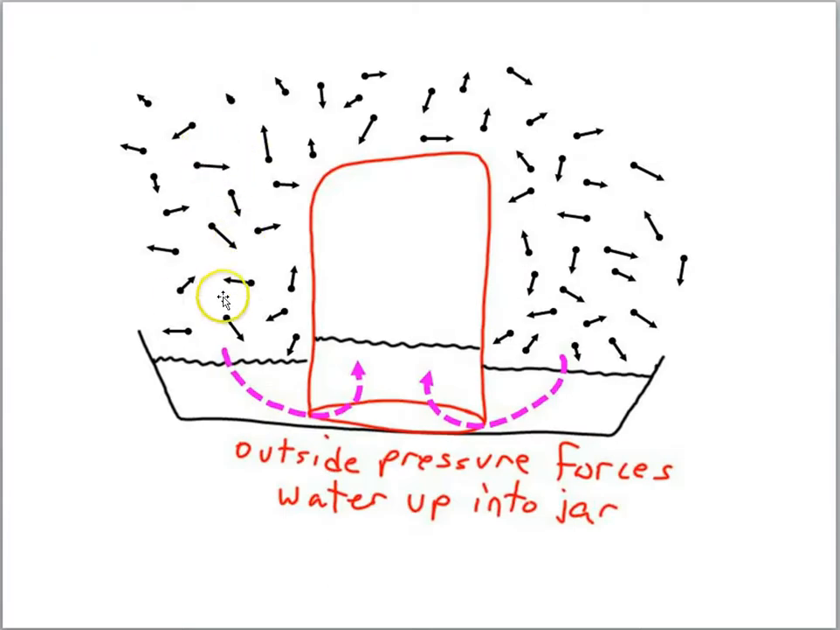Well, that air pressure is going to tend to push the water down, but in response to that pressure, the water is going to move up inside the jar. That's the only way it can move. It can respond to that force. So as the air pushes down on the water on the outside of the jar, the water is going to be pushed up inside the jar. So the outside pressure is going to force the water into the jar.